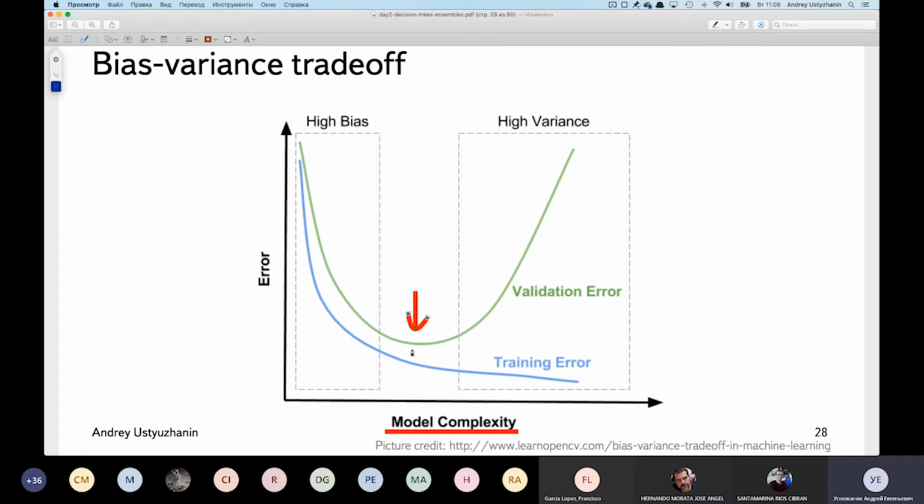And how to find this place? We can just examine the dependence of the validation error with respect to the model complexity. As soon as it starts growing, it means that we do not need to increase model complexity anymore. We should not look at the training error because it always goes down. The training error will become less and less.